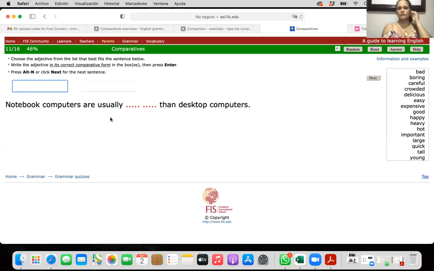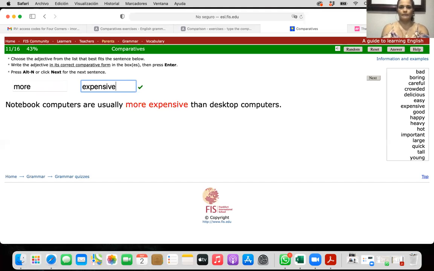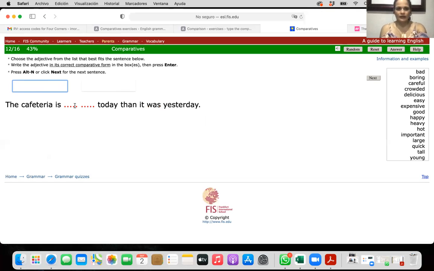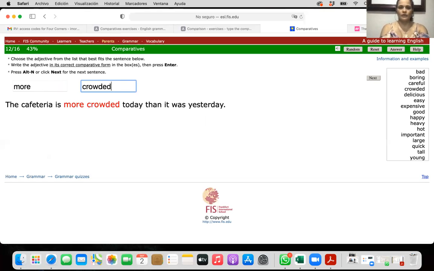Notebook computers are usually blank than desktop computers are. Careful, crowded, delicious, easy, expensive, more expensive. Notebook computers are usually more expensive than desktop computers. Yeah. The cafeteria is blank today than it was. More crowded. More crowded.